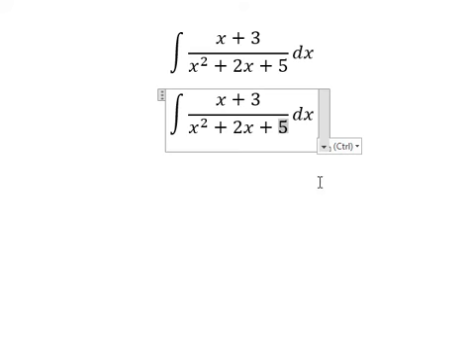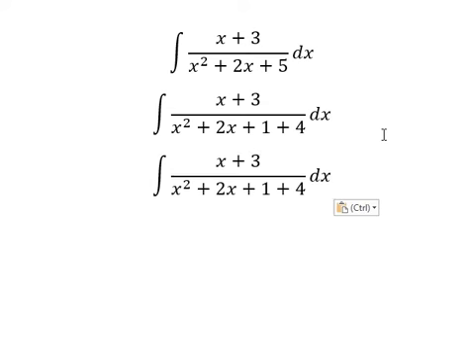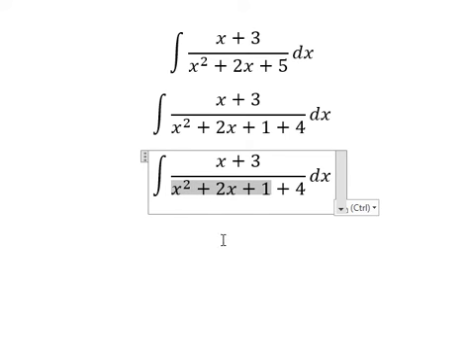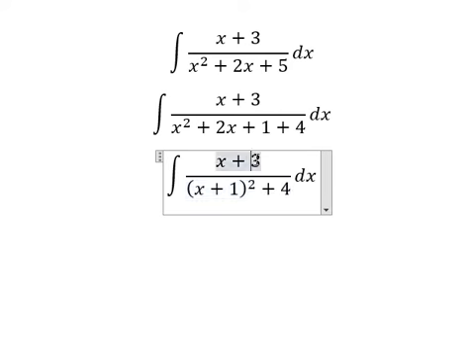Number 5 we can put into 1 plus 4. This one is about identities. Number 3, I will put about 1 plus 2.